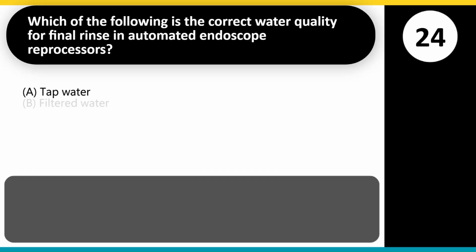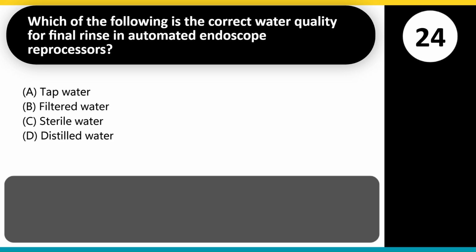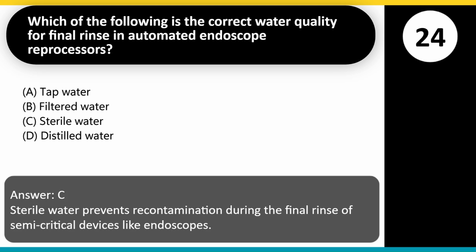Which of the following is the correct water quality for final rinse in automated endoscope reprocessors? A. Tap water. B. Filtered water. C. Sterile water. D. Distilled water. Answer, C. Sterile water prevents recontamination during the final rinse of semi-critical devices like endoscopes.